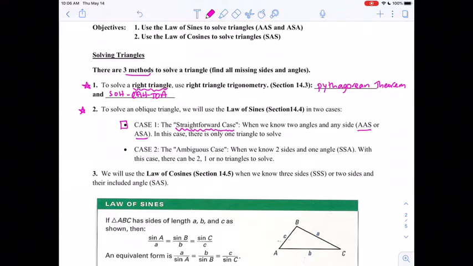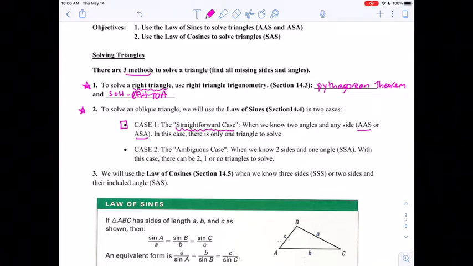There's only one situation in which those parameters, those angles and the sides that were given to you, result in a single triangle. And so this is a straightforward case. We'll talk about the ambiguous case in the next video.